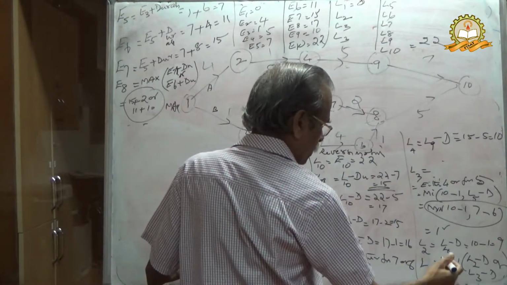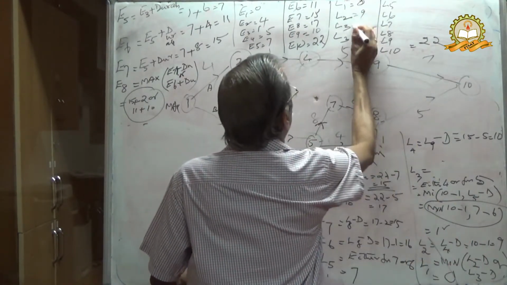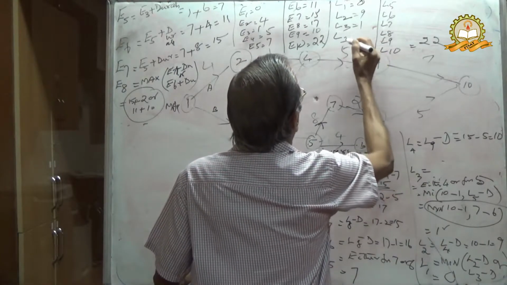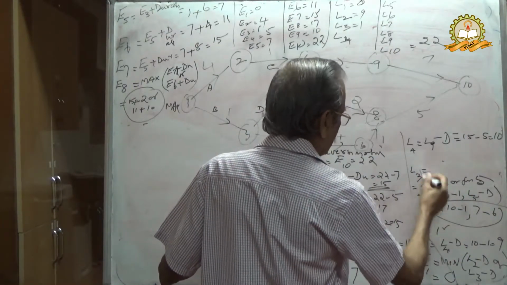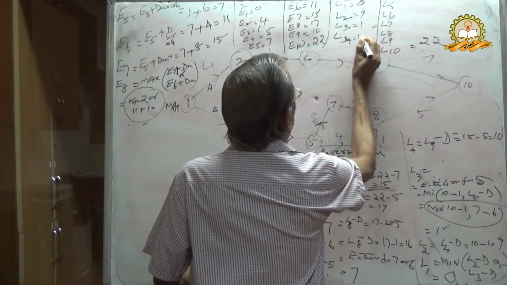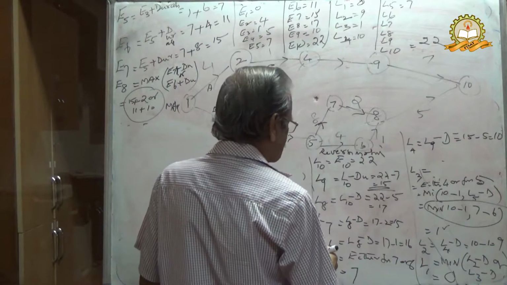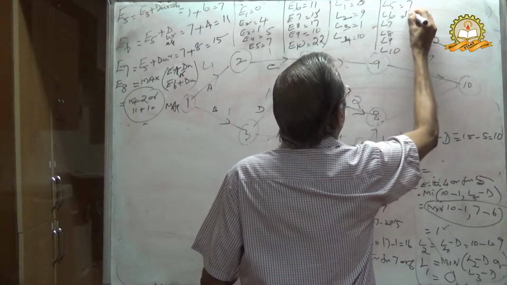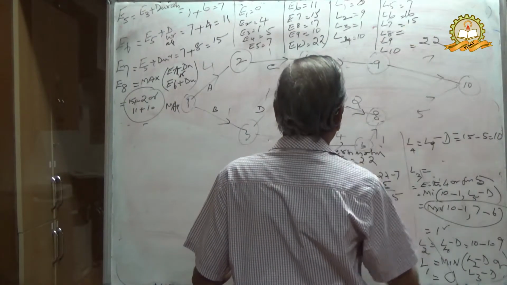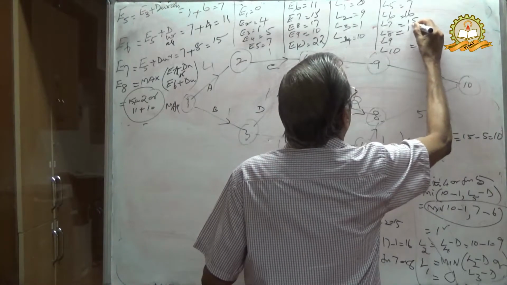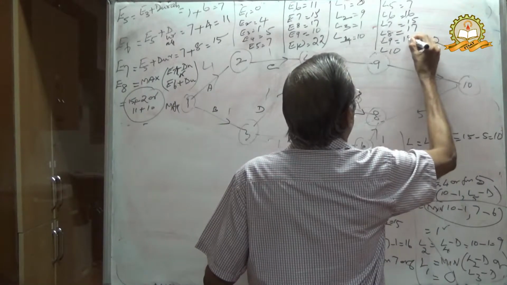L2 equal to 9. L3 1. L4 10. L5 7. L6 16. L7 15. L8 17. L9 15. L10.